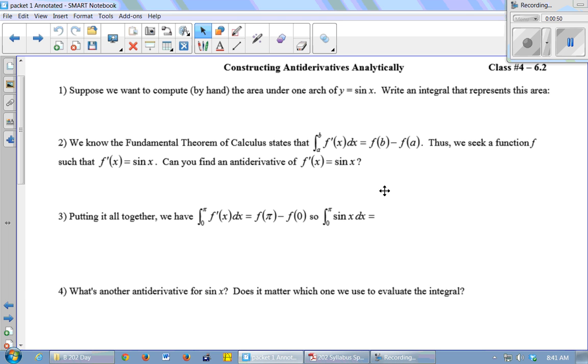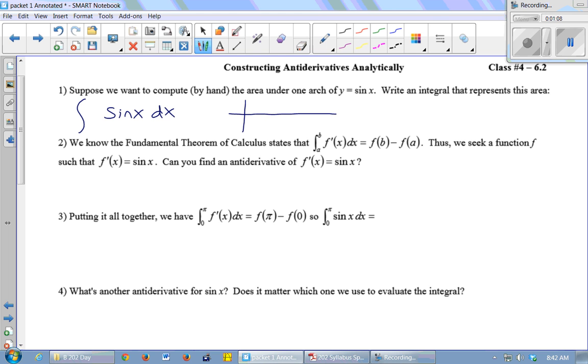So I want to compute by hand the area under one arch of y equals sine x. An integral that would represent this area would be the integral from blank to blank of sine x dx. Draw a quick sketch of sine so I can know what my bounds should be. This goes to 2 pi, so this is pi. If this is one arch of the sine curve, I'm looking for the integral from 0 to pi.